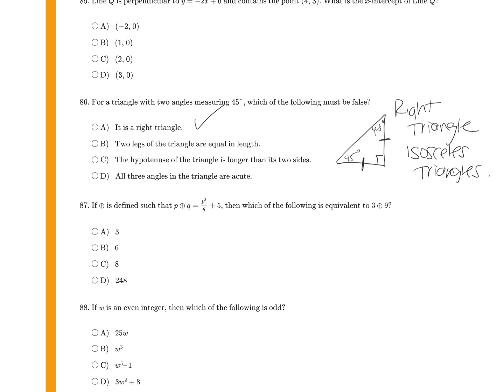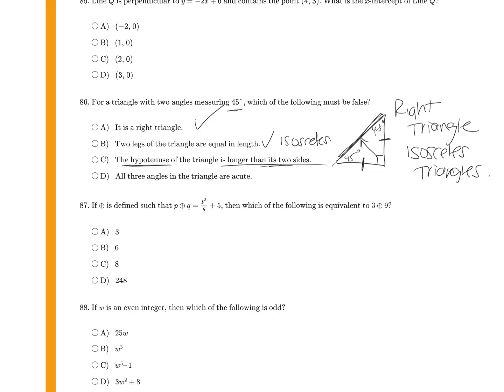Okay, so it is a right triangle. That's true. Two legs of the triangle are equal in length. Yep, that's true because it's isosceles. If two angles are the same, then two sides have to be the same. The hypotenuse of the triangle is longer than the two sides. Hypotenuse is that side across the 90-degree angle. And yes, it is longer than the two sides.